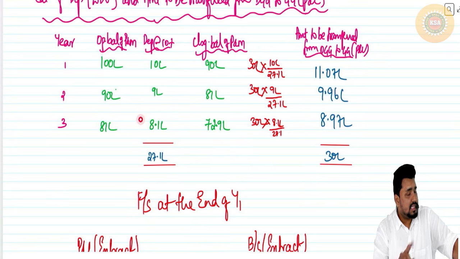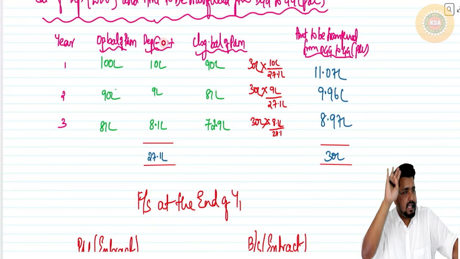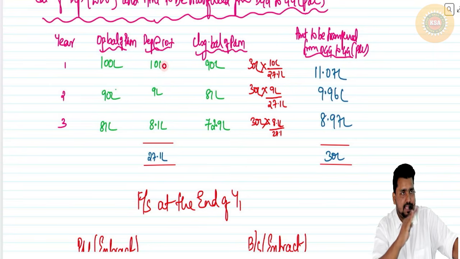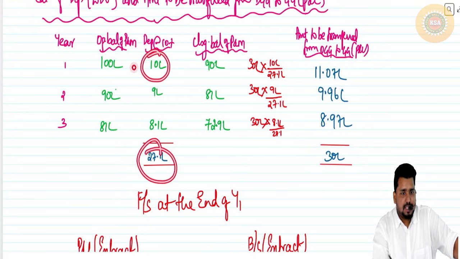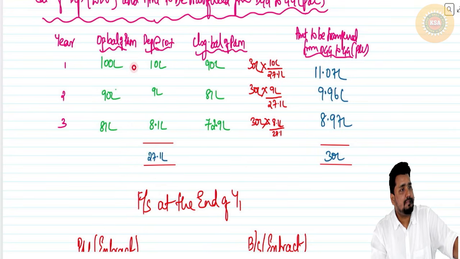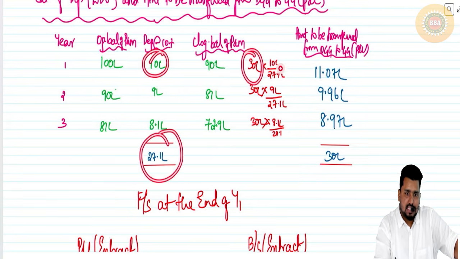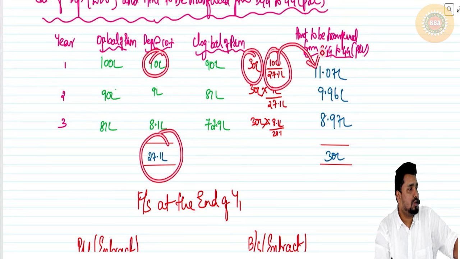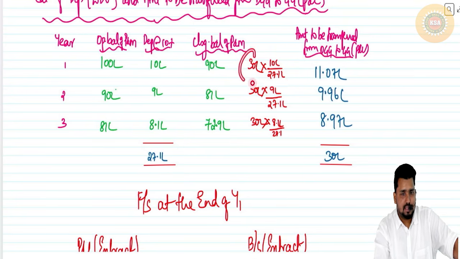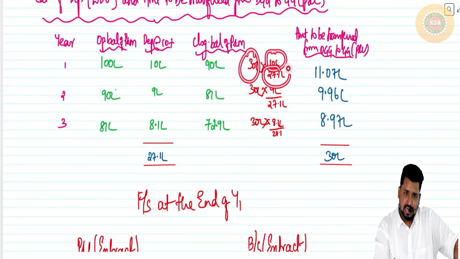Correct? Now listen. When I say 10%, not that 10% you should take. What percentage you should take for the matching concept is, out of 27.1, how much percentage I have taken to P&L as depreciation? 10 lakhs. Same, they are telling, out of 30 lakhs, in what percentage is it going? The same percentage only should go to the P&L account.